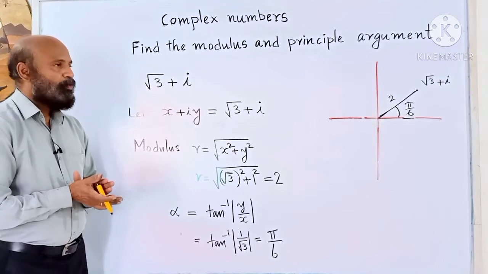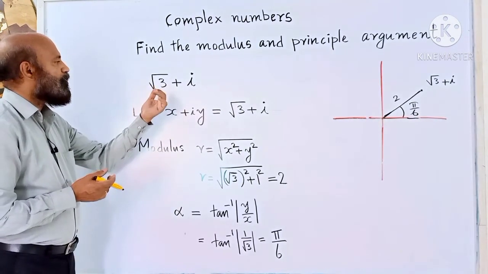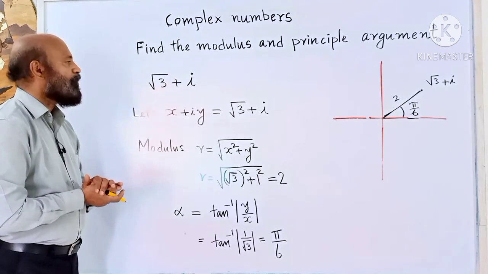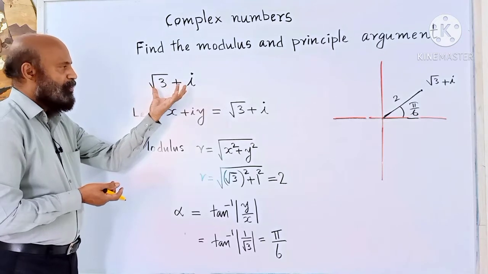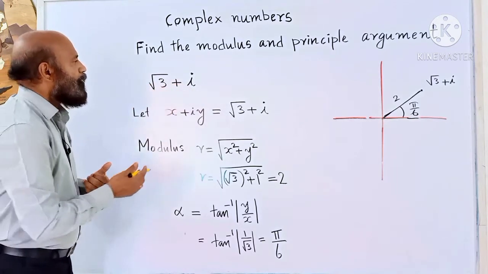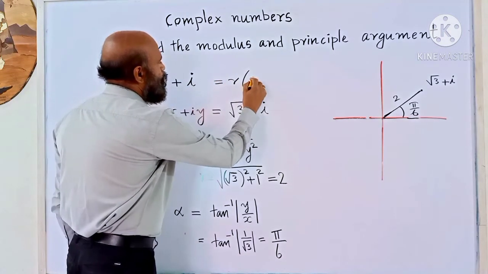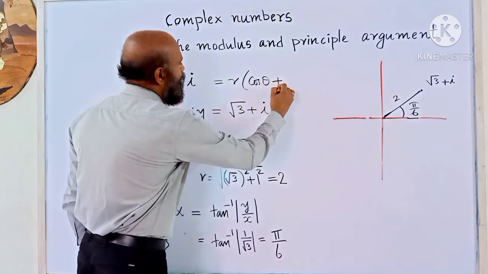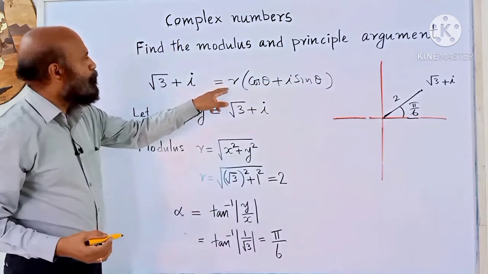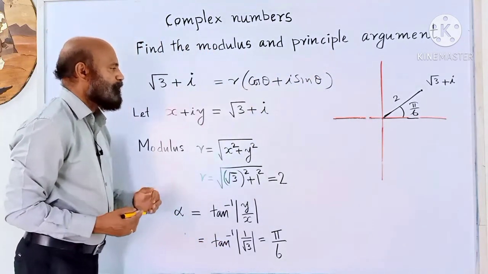In this video, I am going to explain how to express a given complex number in modulus amplitude form. Here the complex number is given in the rectangular form, root 3 plus i. In modulus amplitude form, it is r cos theta plus i sin theta. So we have to find out the modulus and the argument, the principal argument.